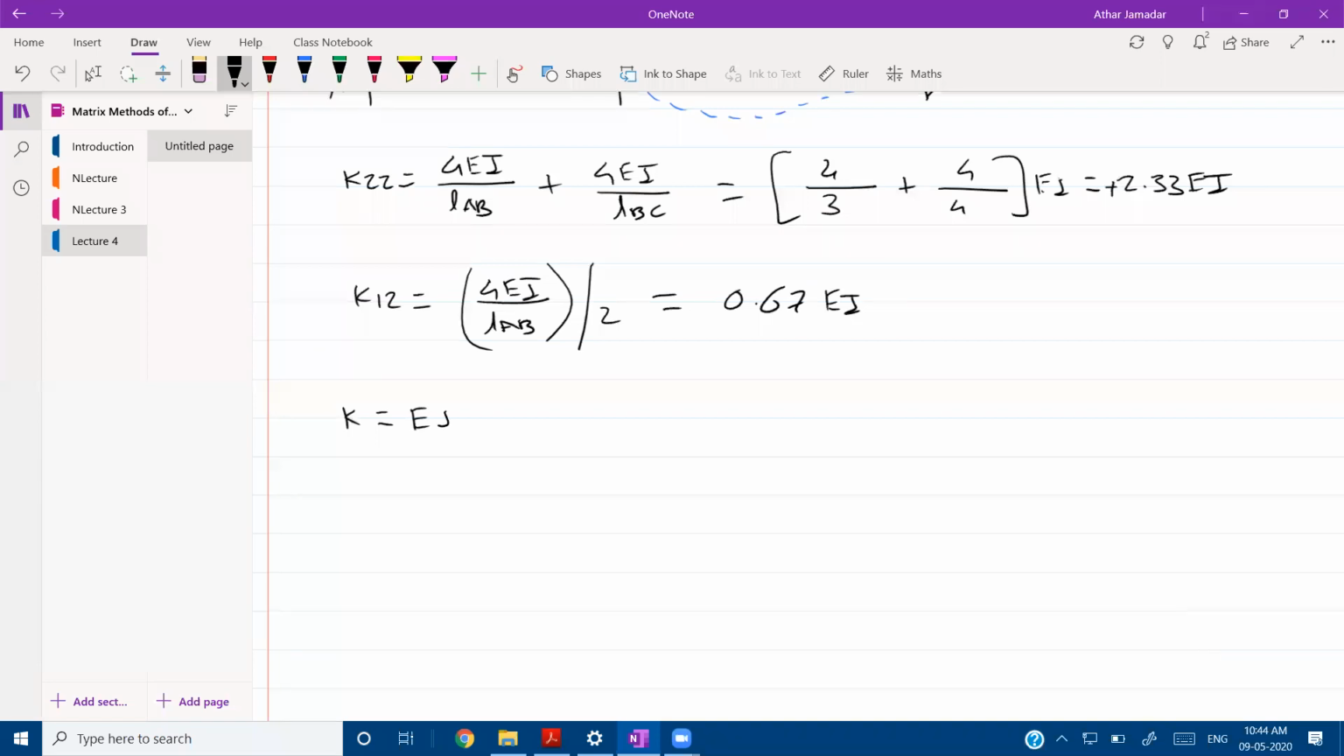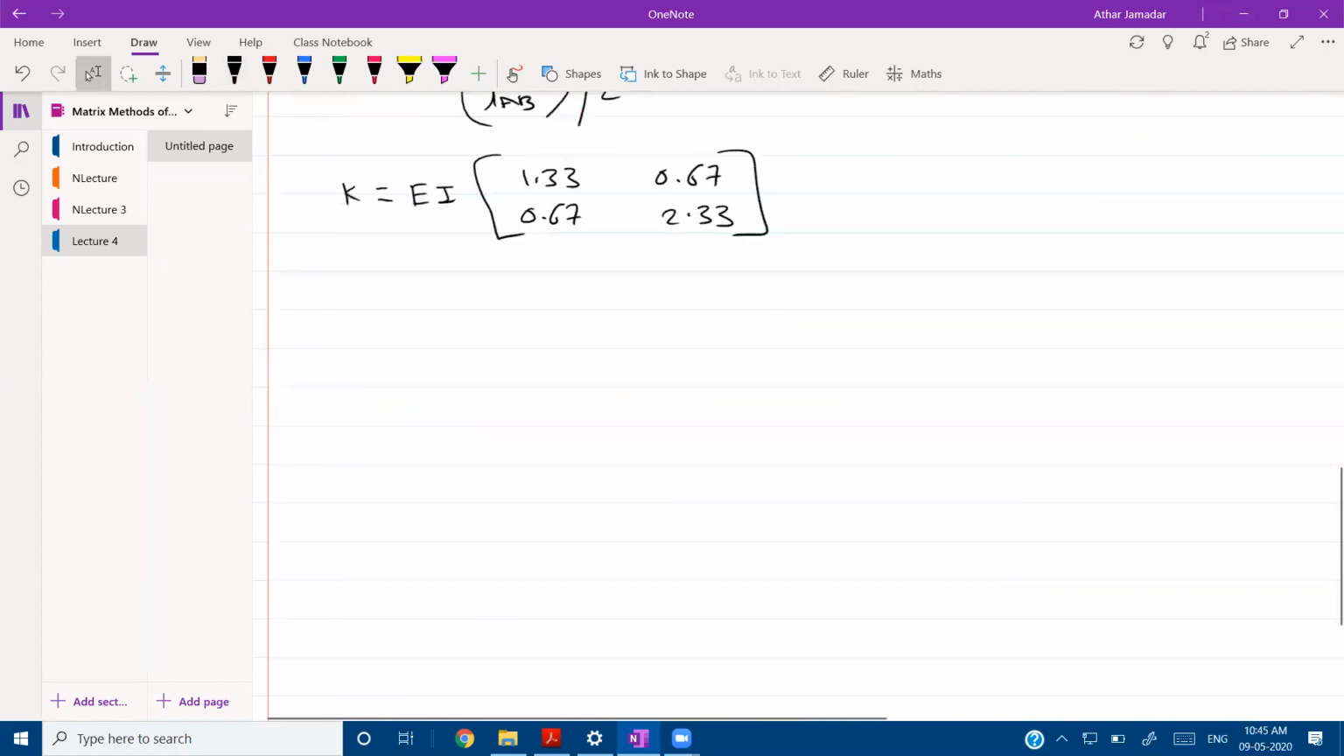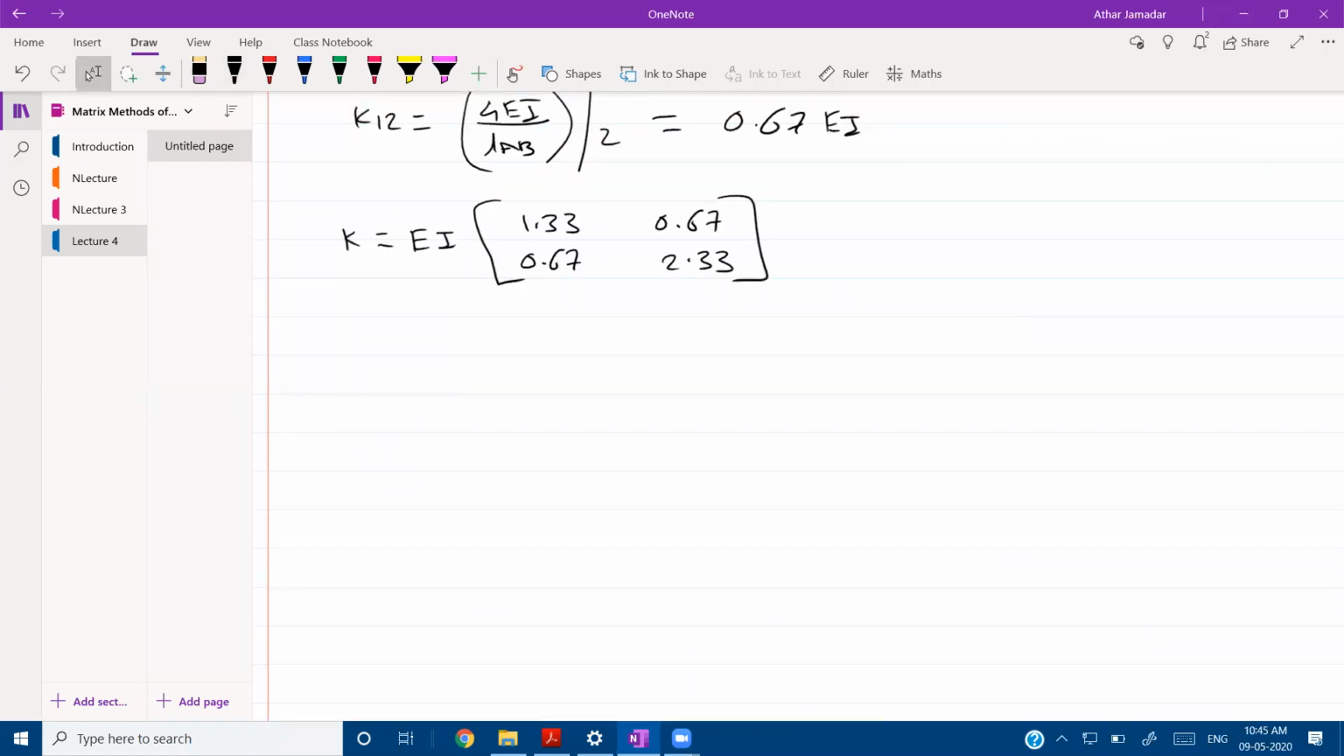If you see, the K matrix, we will take EI common. So the K matrix will be 1.33, 0.67, 0.67 and 2.33. But in that equilibrium equation, we have to find the inverse of K. So here we should find the inverse of this K matrix. For how to find the inverse of the K matrix, K inverse is nothing but the adjoint of K divided by the determinant of K.